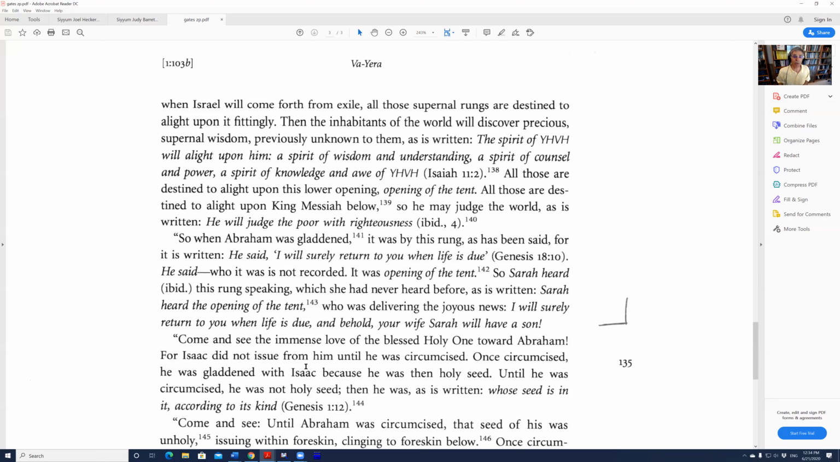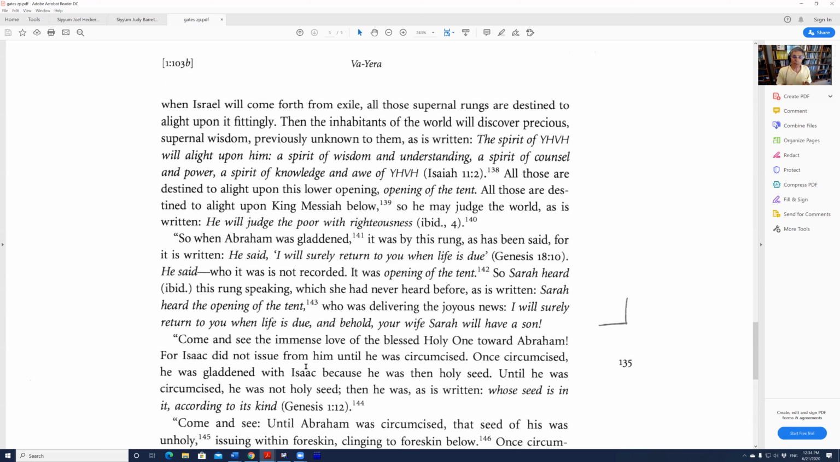So when Abraham was gladdened, when he was given the good news of the upcoming birth of Isaac, it was by this rung, it was by Shekhinah. Shekhinah delivered the news to Abraham and Sarah, as has been said. For it is written, he said, I will surely return to you when life is due.